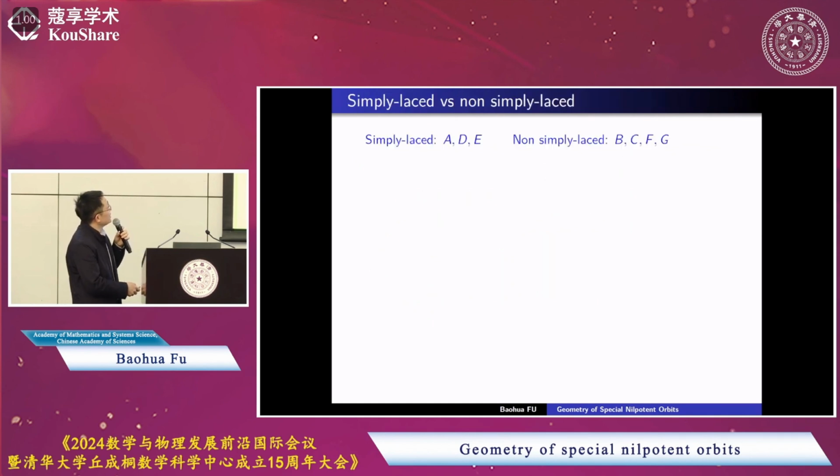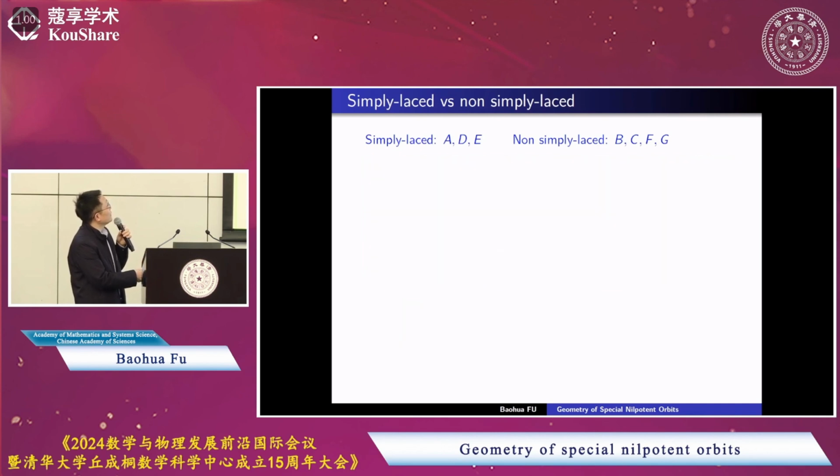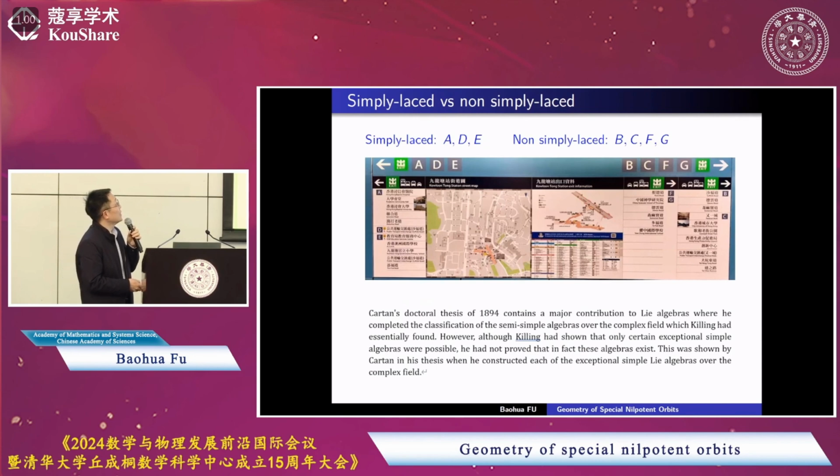And also you can say it's quite distinct with this Dynkin diagram, ADE and also BCFG, because one is simply laced, another is not. And this picture is due to Kong Lan, who sent it to me. This is a picture of the subway station at Kowloon Tong in Hong Kong. So you can see also this simply laced, you go left, and non-simply laced, you go left. And also geometrically, it's quite different. Unfortunately, in my talk, we will not come to this, but in my other talks, it's really different.